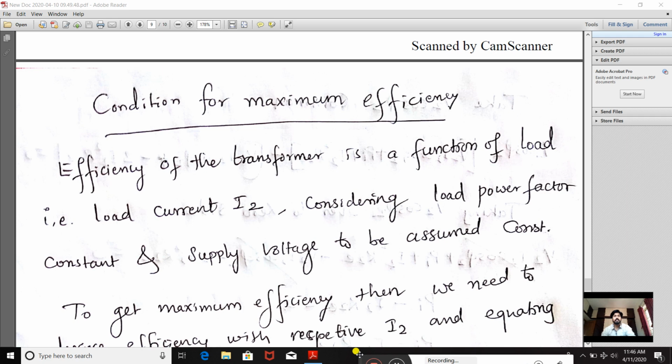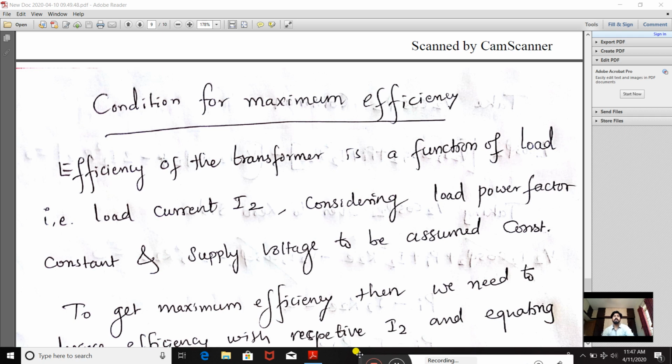And this condition we can understand with the help of a derivation. There is a small derivation that we need to derive, and then only we will come to know why the efficiency of the transformer will be maximum when copper loss becomes equal to iron loss. So in order to derive this, we need to consider some points.